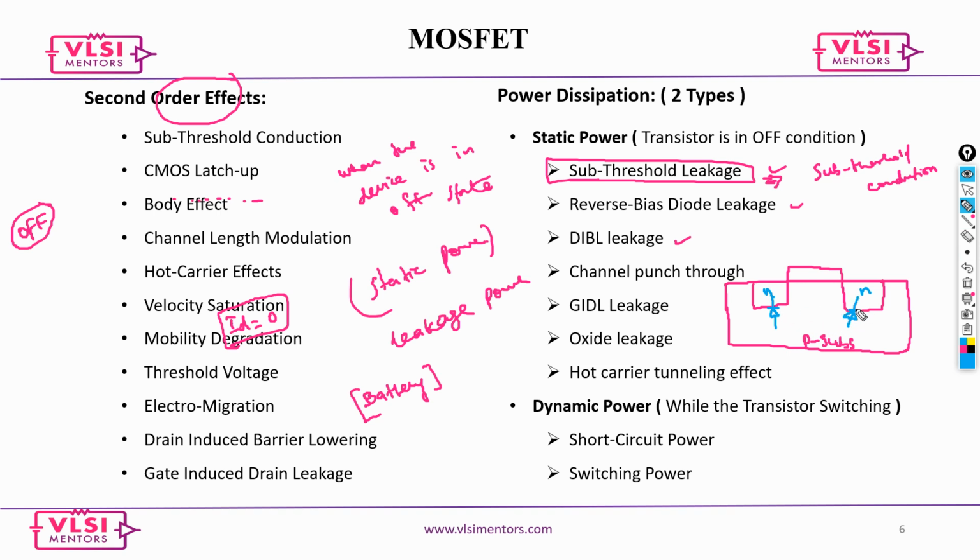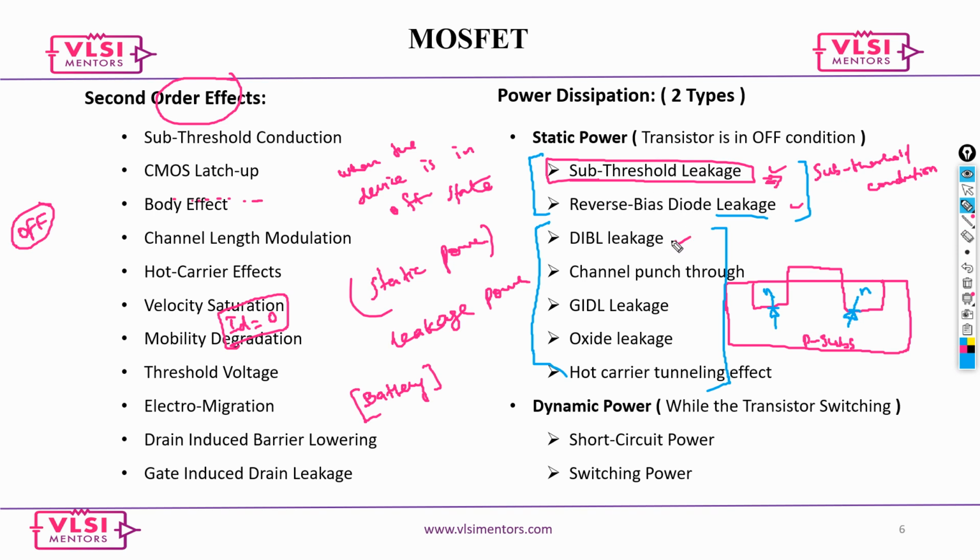Now there would be a reverse bias diode leakage. These two are the major components contributing to your leakage. The others are very small in number or percentage, but these two are the main things that you should always remember.